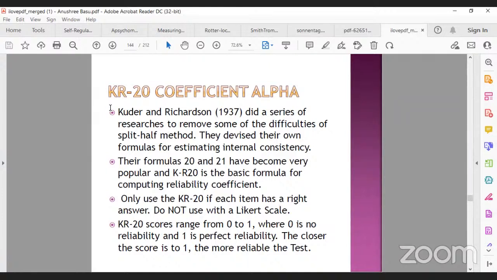A very specific characteristic of the Kuder-Richardson coefficient alpha is that it is used only when each item has a right answer. It is not supposed to be used with a Likert scale. The KR20 score ranges only from 0 to 1, where 0 is no reliability and 1 is perfect reliability. The closer the score is to 1, the more reliable the test.